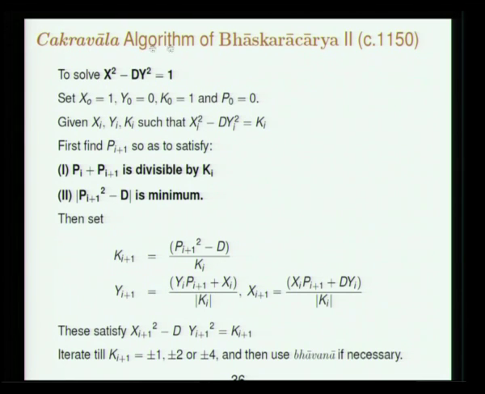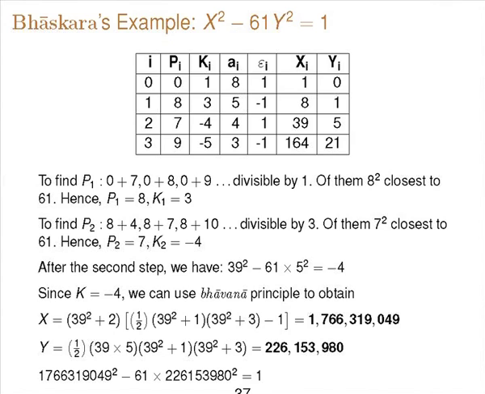This is one of the most famous algorithms in Indian mathematics called the Chakravala, and it enables you to solve equations. This is a very famous problem, x squared minus 61y squared is equal to 1. You have to solve for x and y in integers, and as you can see the solutions are about 1.7 trillion and 226 million. So these are very high numbers. This is the lowest solution of this equation.